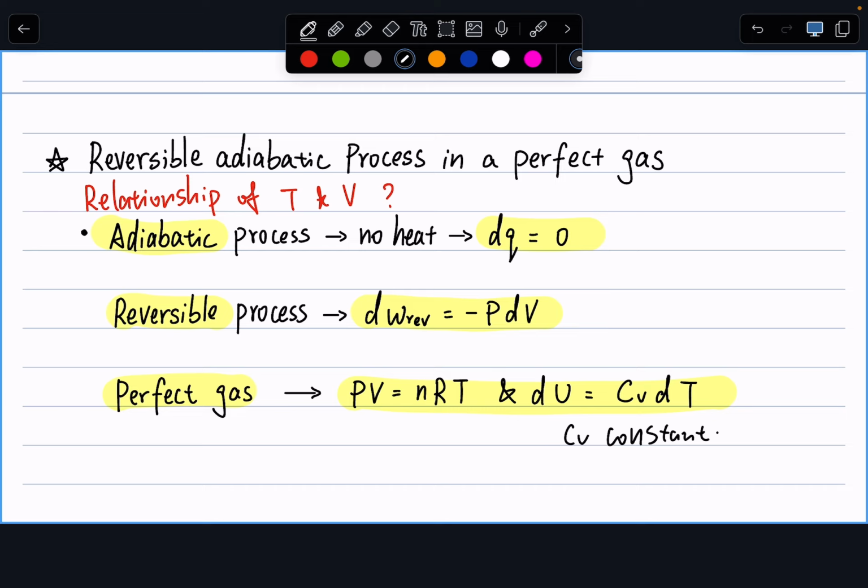Now, can you use the first law of thermodynamics to derive a general expression of the relationship between temperature and volume for any reversible adiabatic process of an ideal gas? You do it on your end, I do it on the board, and later on we'll walk you through what we are thinking when we're talking about this kind of problem.